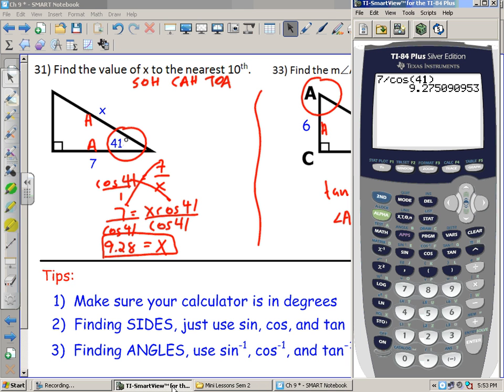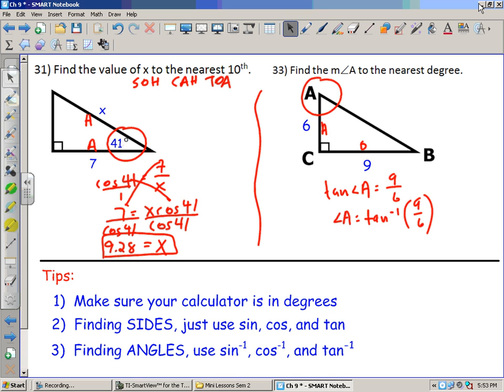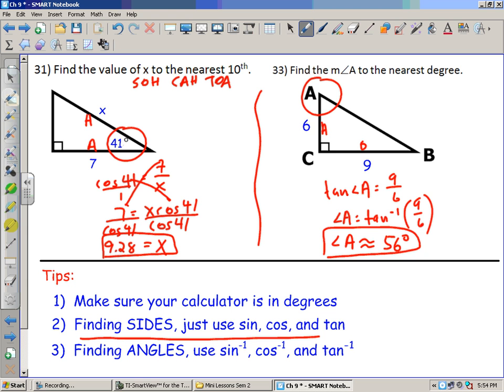And I'm going to do that in my calculator. So second tan, 9 over 6. And I'm using second tan because I'm looking for angles. And it's going to give me 56.3. So to the nearest degree, I'm about 56.3, so 56 degrees. Again, when you're looking for sides, just use sine, cos, and tan. When you're looking for angles, use sine inverse, cos inverse, and tan inverse.